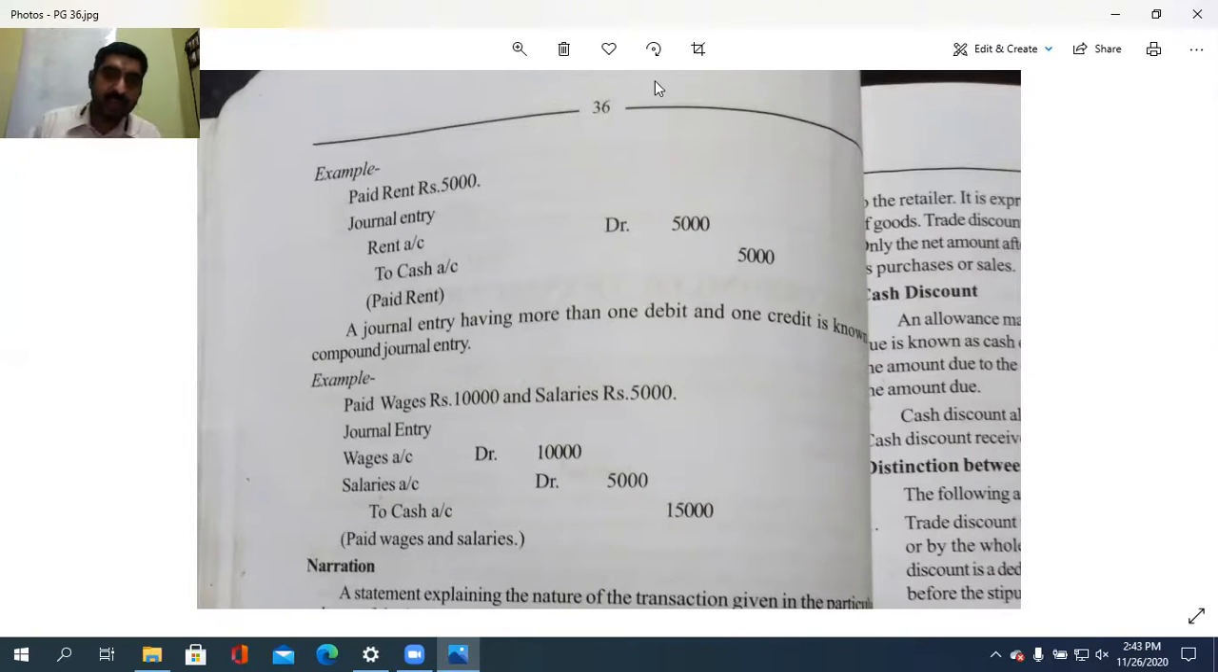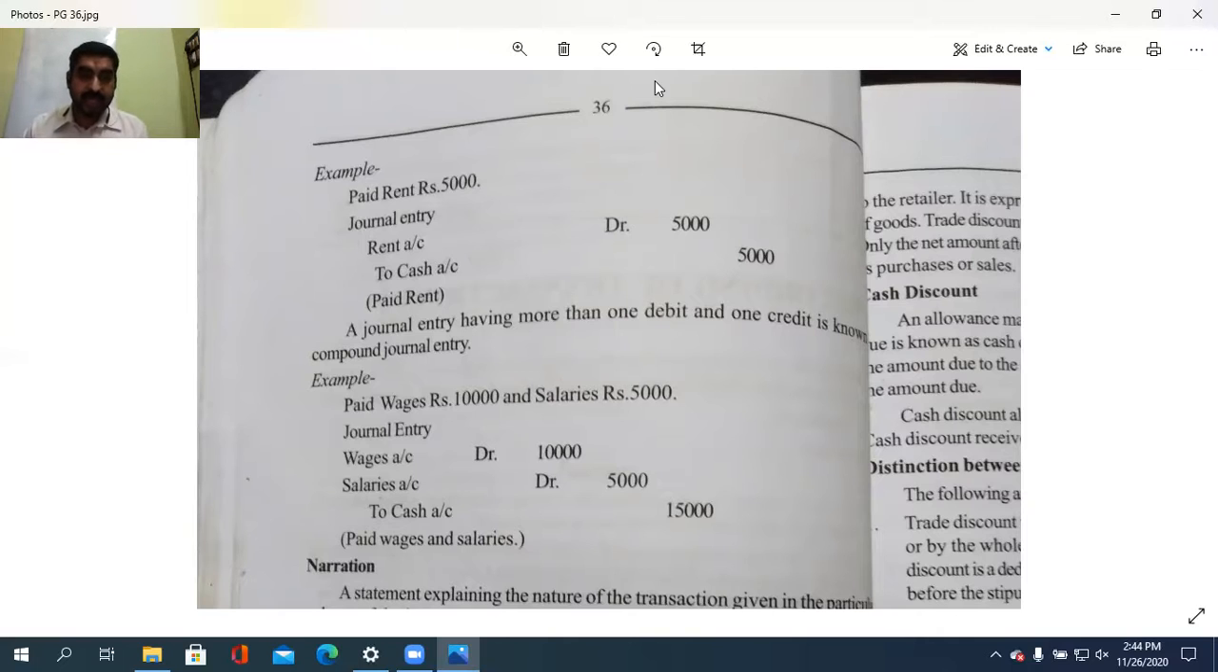A journal entry having more than one debit and one credit is known as a compound journal entry. A journal entry having one debit and one credit is called a simple journal entry. Rent account debit to cash. Rent account is debited because rent is paid, an expenditure, a nominal account, and cash is an asset, a real account. Debit what comes in and credit what goes out. Going out is what? The cash. So that is the case: rent account debtor to cash, a simple journal entry.